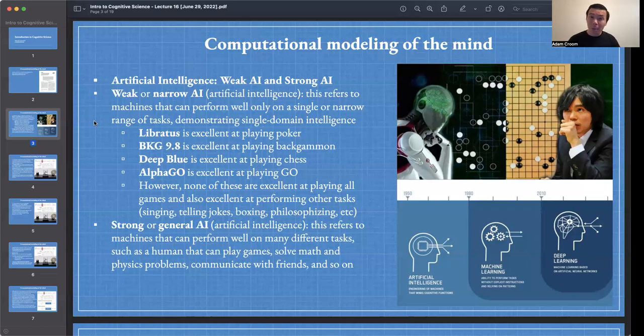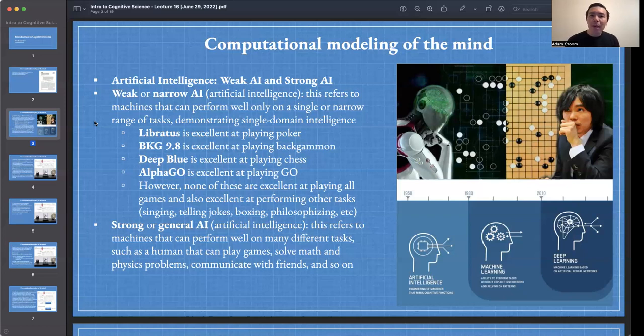Okay, so an example of such a machine would be us, humans. We can solve math problems, physics problems, we can tell jokes, we can play games, we can juggle, do tricks on a skateboard, cook, engage in spatial navigation, all sorts of different tasks. So we demonstrate intelligence in a more general and stronger sense.